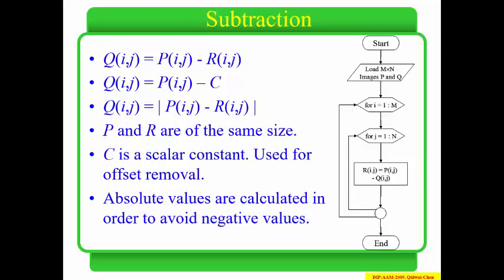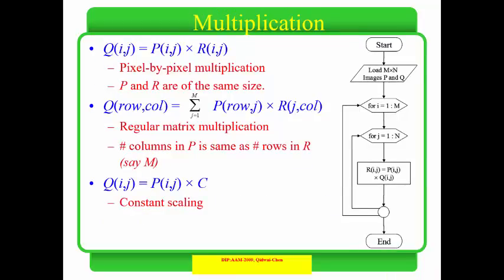And here, of course, we are assuming that P and R, the two images on which we are doing the operation, are of the same size. Here C is a scalar constant, and the absolute values are calculated in order to avoid negative values in case the image is represented using the double value.